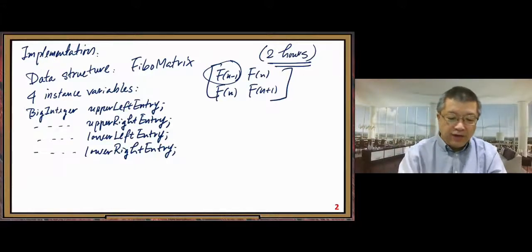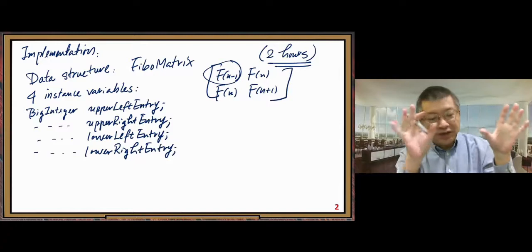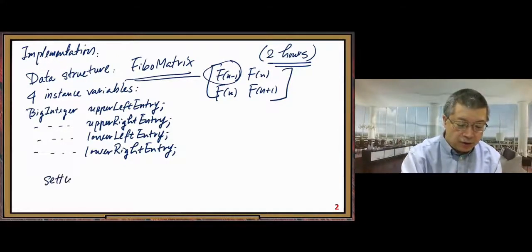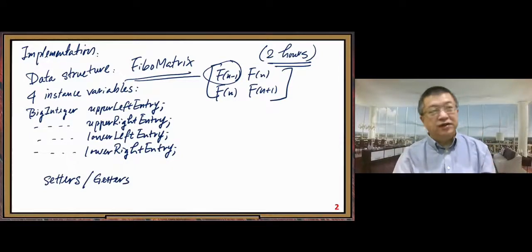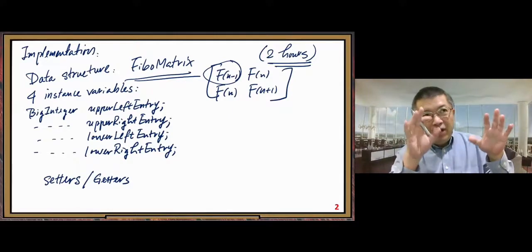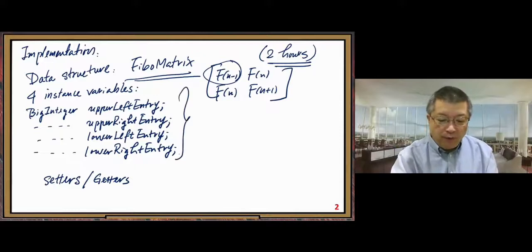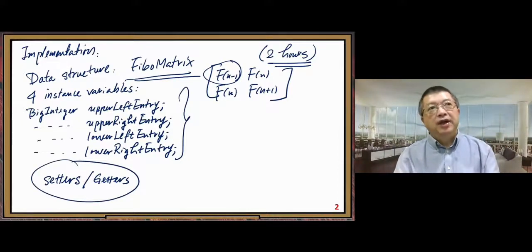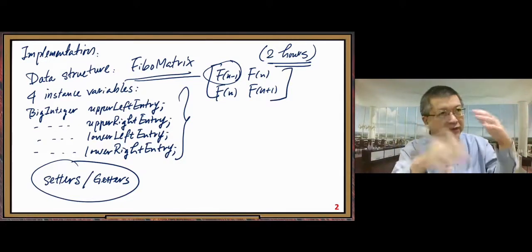After that, we organize the data in this object, the FIBO matrix object. Then we need to generate setters and getters. In order to modify the data stored in these 4 instance variables, we need to use the corresponding setters and getters. In Eclipse you can generate them automatically. Although you can type them, it takes a lot of time.